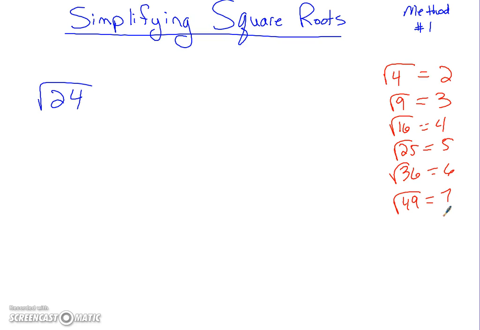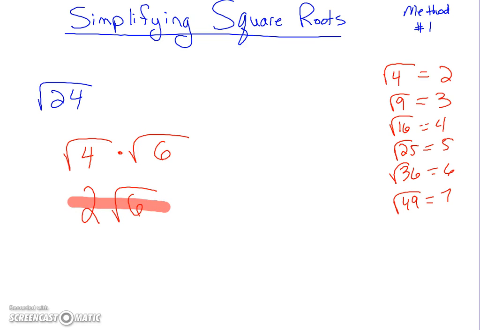So method number one is what you want to do is think of two square roots that will multiply together that will give you 24. And one of the square roots needs to come from this perfect square root list. So I think of the square root of 4 times the square root of 6. And that will equal the square root of 24. But you notice the square root of 4 is perfect, and the square root of 4 is 2. And so the simplified answer is 2 square root of 6.